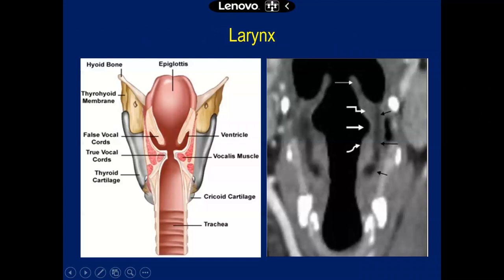So this is the coronal view. Why is it important? For two important things. This is the paraglottic fat. Paraglottic fat obliteration can be very nicely delineated in the coronal view. And also the external view.